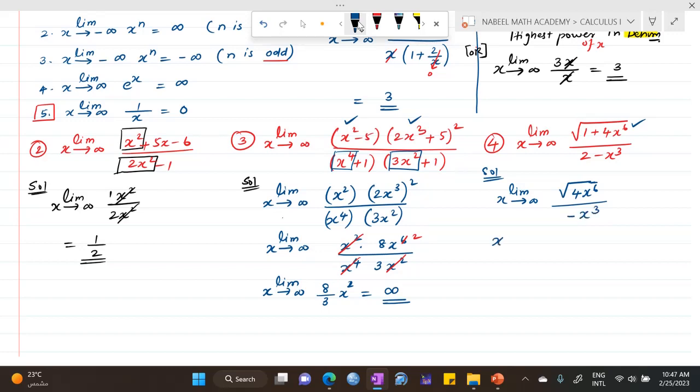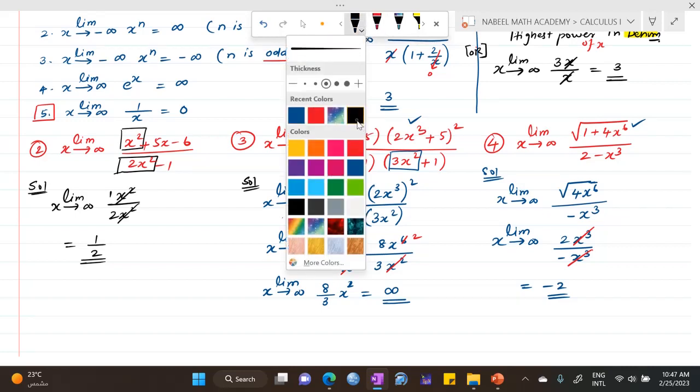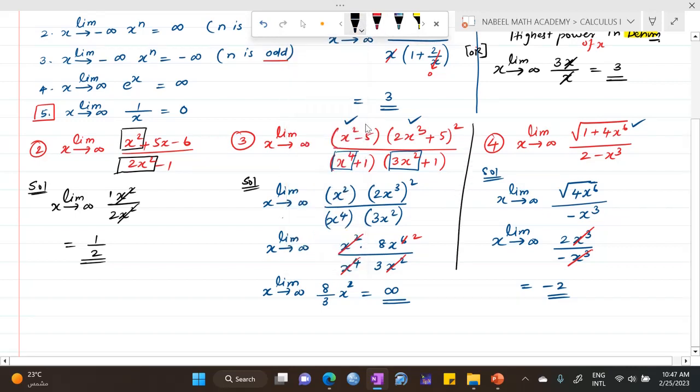Now apply the root for both the terms you have, 2x power 3 over minus x power 3. So therefore it get cancelled. So the value will be minus 2. When you apply the limit for the minus 2, it is a constant, there is no x, you will get a constant as it is as per the property. So we will solve two more problems here.